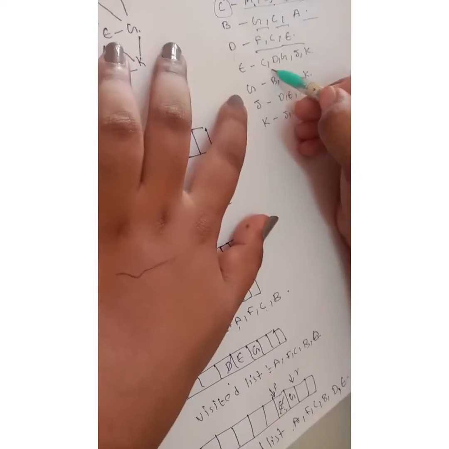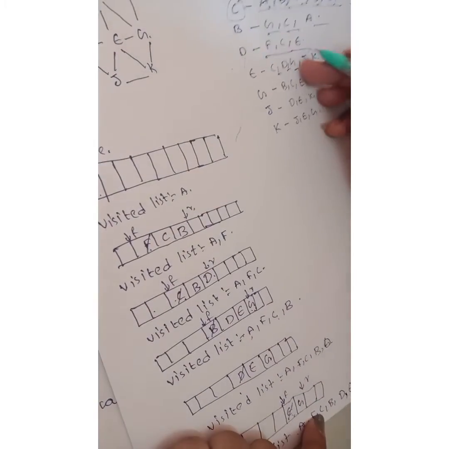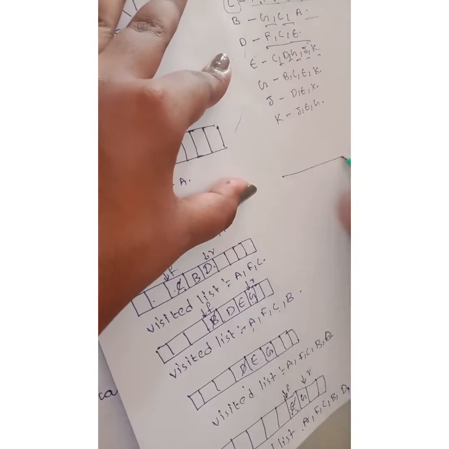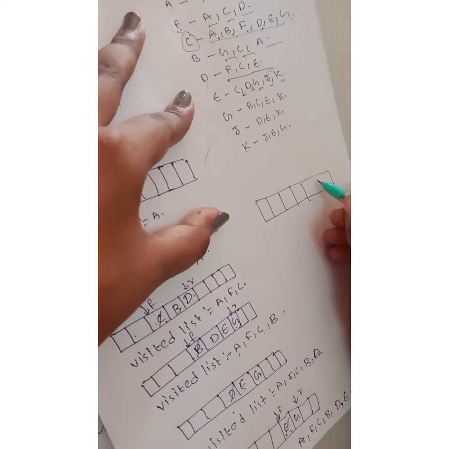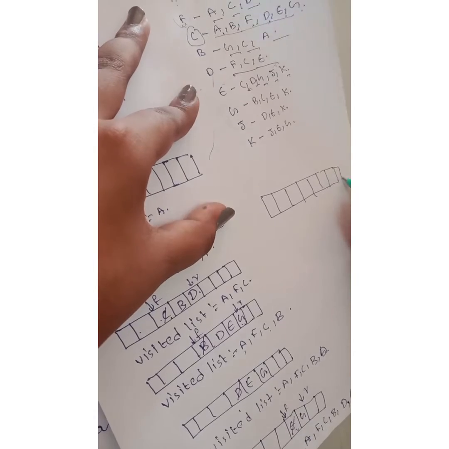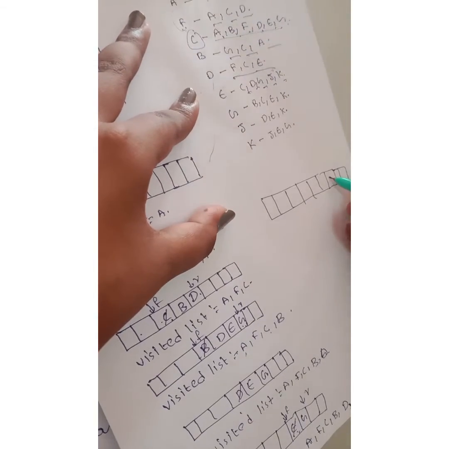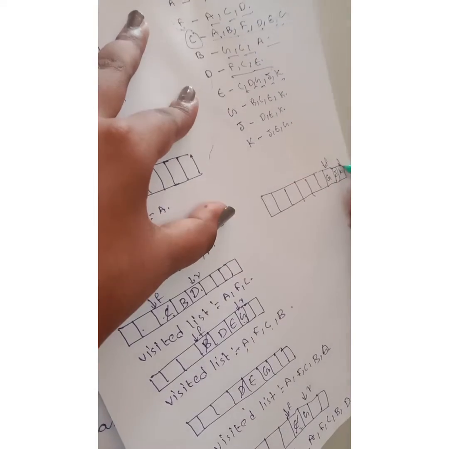For E we can see C, D, G, J, K. C is already in the visited list, D is also in the visited list, G is in the queue. Now J, K are added to the Q. Then Q becomes G, J, K. Now G is the first element, K is the last element. So G will come out.